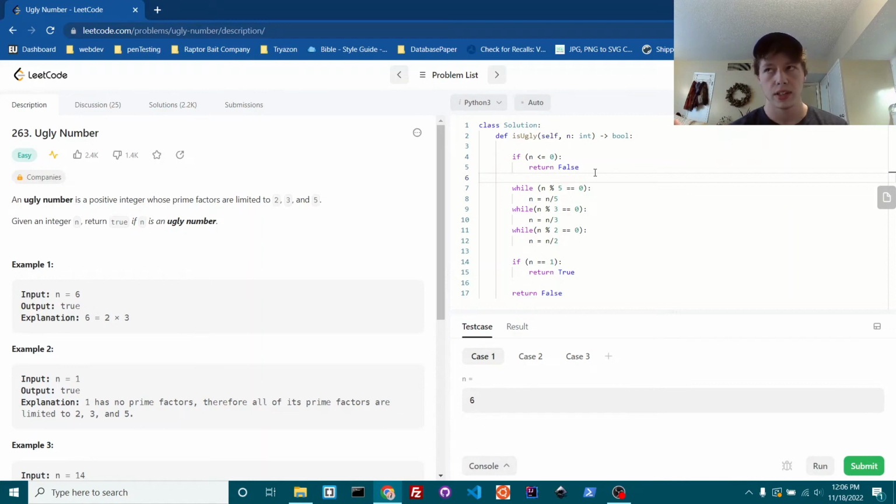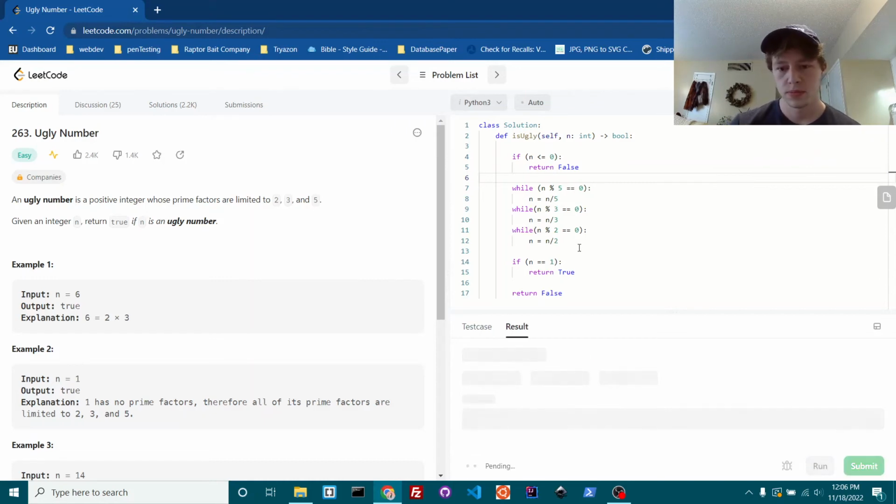Let's say it was 7 times 5, which is 35. It divides by 5 as much as it can, which leaves 7. Then 7 modulo 3 is not 0, so it's not divisible by 3. Then it goes to the next while loop. 7 modulo 2 is not 0 either, so 7 isn't divisible by 2. Then 7 does not equal 1, so it will return false. That kind of makes sense, but a lot of times on these, they're a little bit tricky.